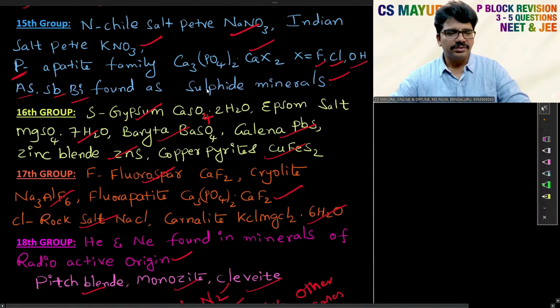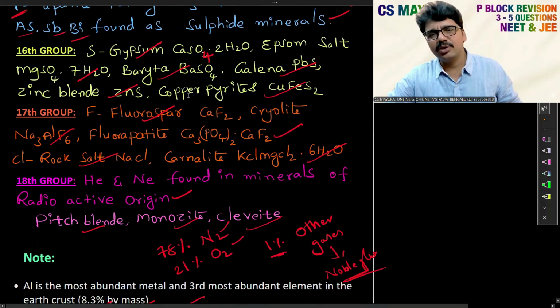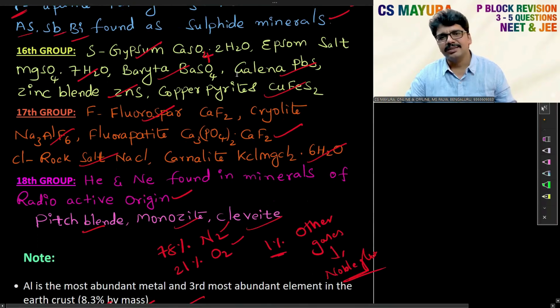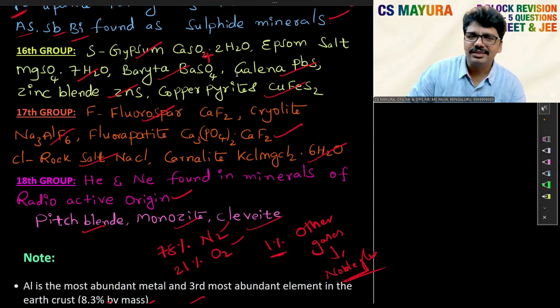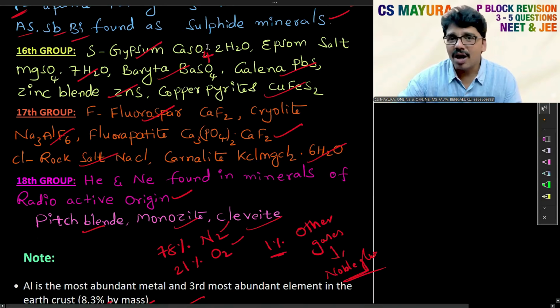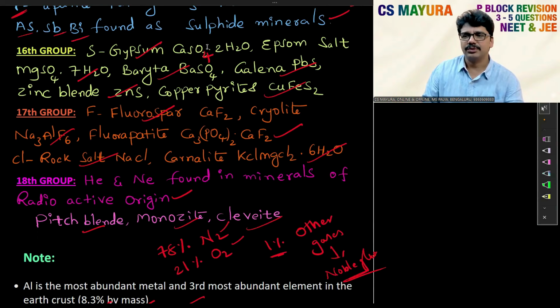Right. Now, 16th group occurrence, minerals given in the NCERT. Sulfur: gypsum, CaSO4·2H2O; Epsom salt, MgSO4·7H2O; baryta, BaSO4; galena, PbS; zinc blende, ZnS; and copper pyrite, CuFeS2. 17th group: fluorspar, CaF2; cryolite, Na3AlF6; fluorapatite, Ca3(PO4)2·CaF2; rock salt, NaCl; and carnallite. Carnallite is a double salt, KCl·MgCl2·6H2O.